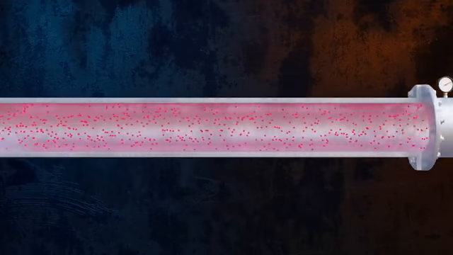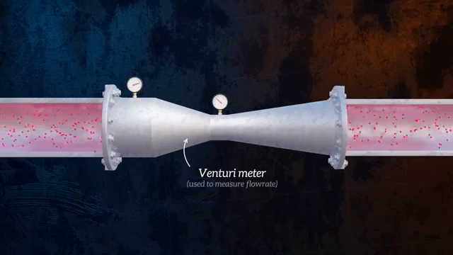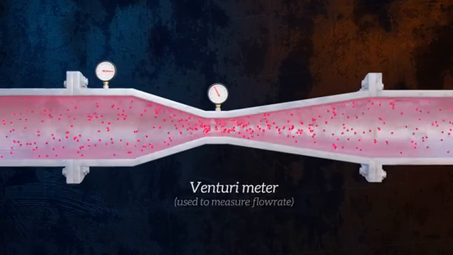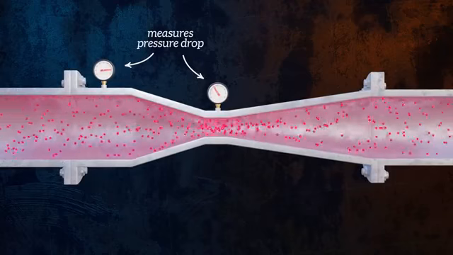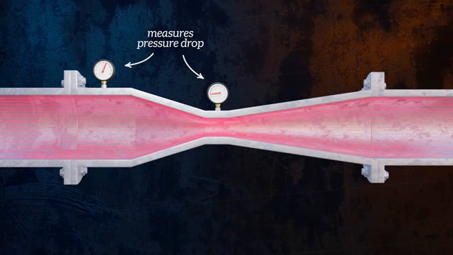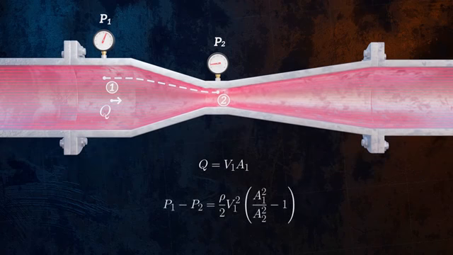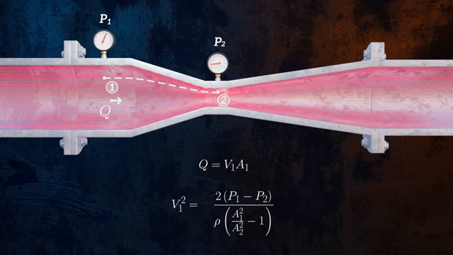Another flow measurement device that uses Bernoulli's equation is the Venturi Meter, which is an instrument used to determine the flow rate through a pipe. It works by measuring the pressure drop across a converging section of pipe. Say we want to determine the flow rate, Q, which is the velocity multiplied by the pipe cross-sectional area at point 1. We can easily rearrange the pressure drop equation we derived earlier when we looked at a change in diameter to get this equation for flow rate.